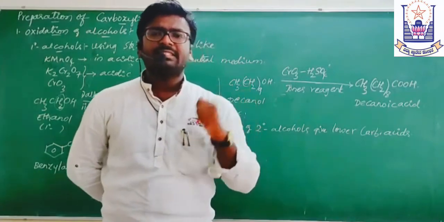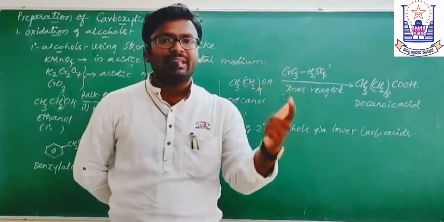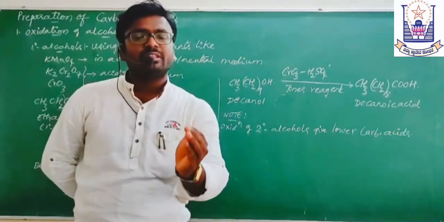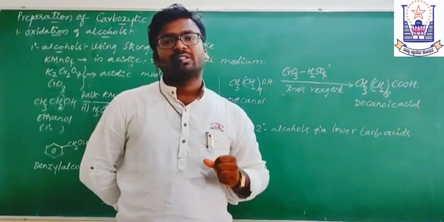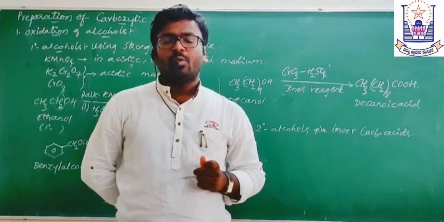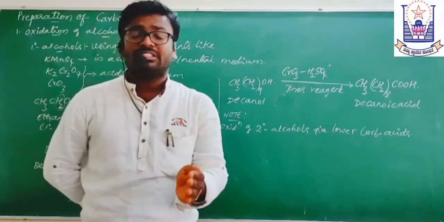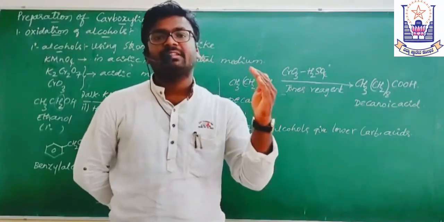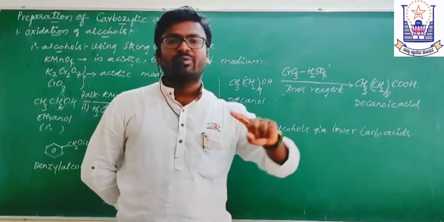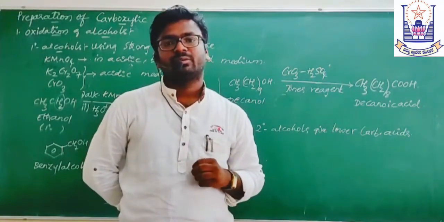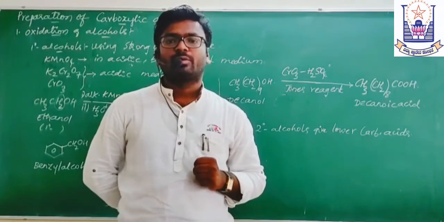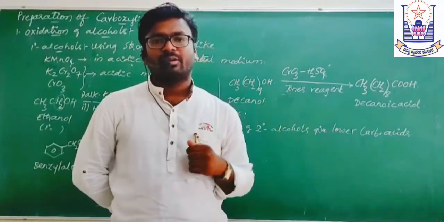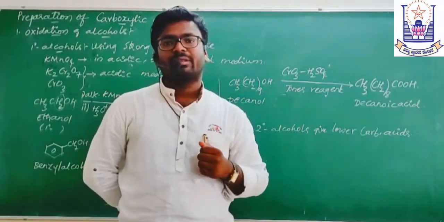Even mild oxidizing agents like Tollens reagent, Fehling's reagent, and Benedict's reagent are sufficient to convert aldehydes to the corresponding carboxylic acids. While the oxidation of ketones requires strong oxidizing agents like KMnO4, nitric acid, and potassium dichromate to convert them to carboxylic acids. In the case of ketones, you will get lower numbers of carboxylic acids. In the case of aldehydes, you will get the corresponding carboxylic acids, retaining the number of carbon atoms.